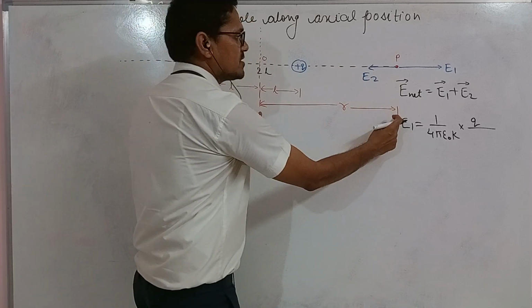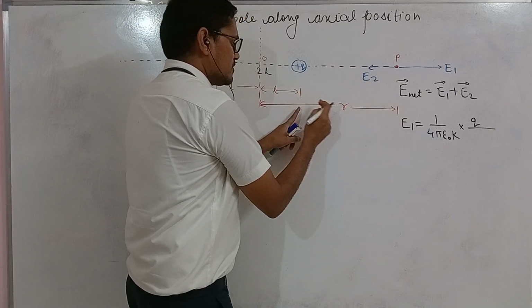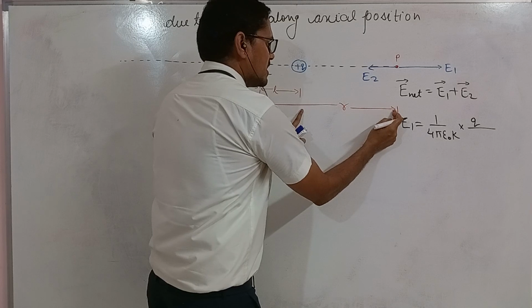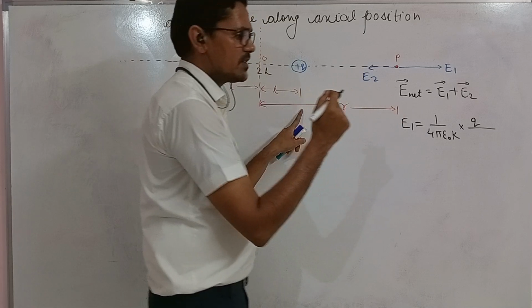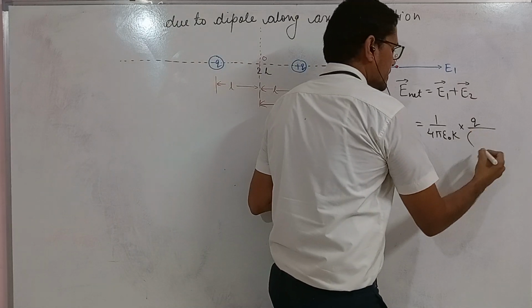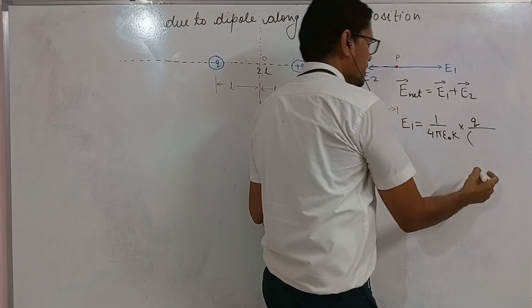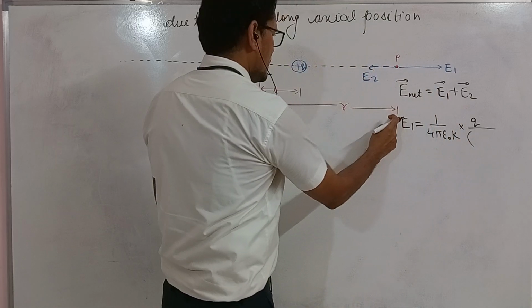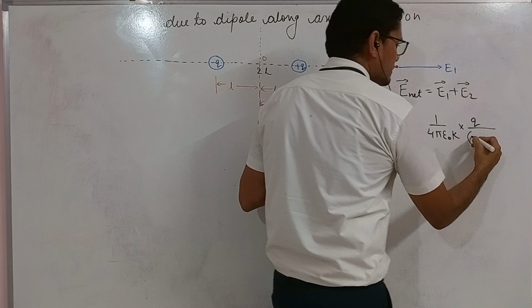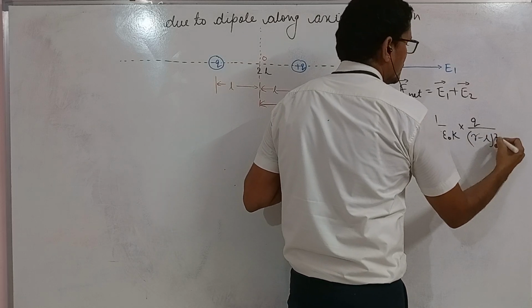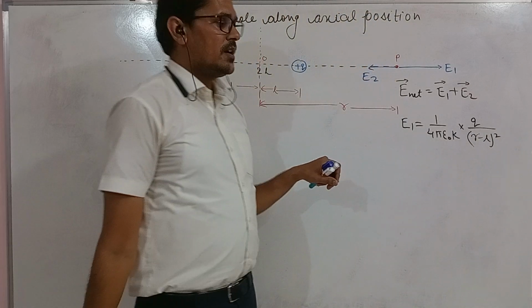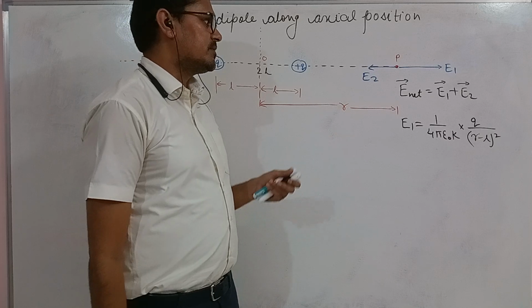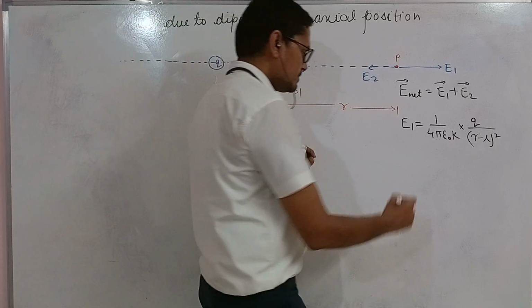The total distance is R. This distance is L. So if you subtract L from R, the distance between the charged particle and the point P would be given by R minus L, whole raised to the power 2. This is the value of E1 we have. Let's find out the value of E2.